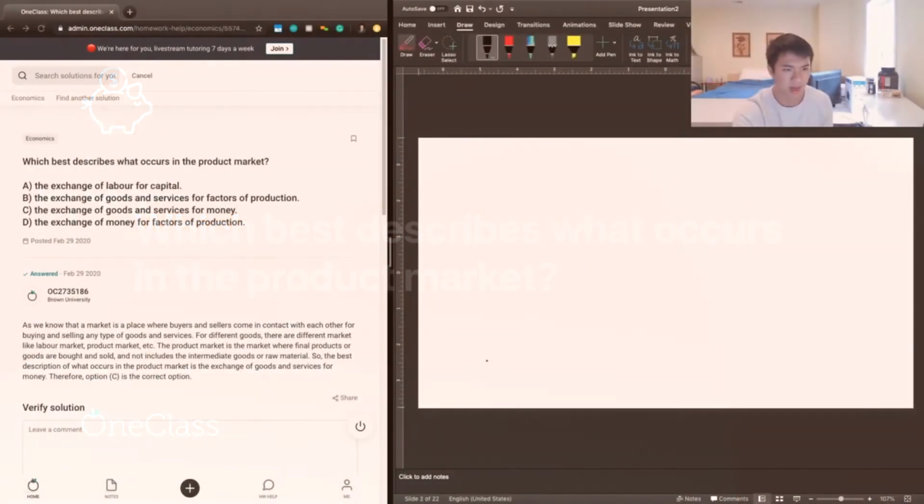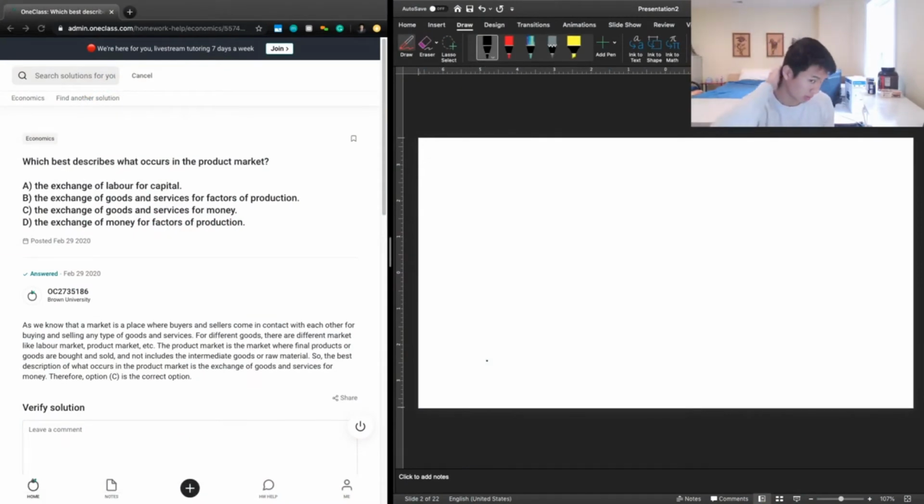What best describes what occurs in the product market? This is pretty much a definition question, and in that sense, there's not going to be scratch work involved here. The definition of a product market is basically one where there is an exchange of money for final goods and services.